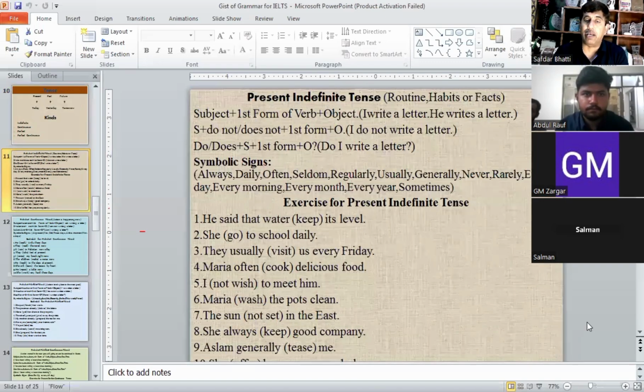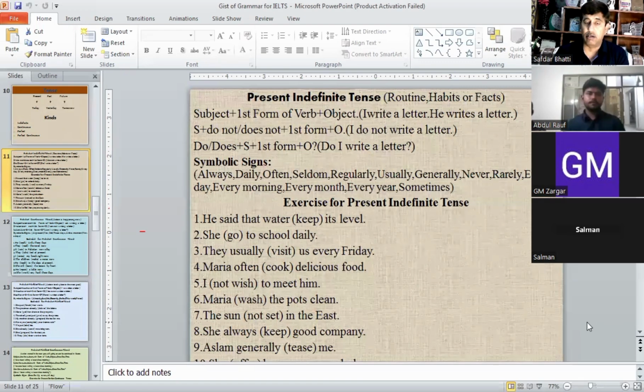So look at here, my dear, what the present tense is. Basically, it tells us about the routine, habits, or the facts. And its structure is subject plus first form of the verb and object. For example, I write a letter and he writes a letter.